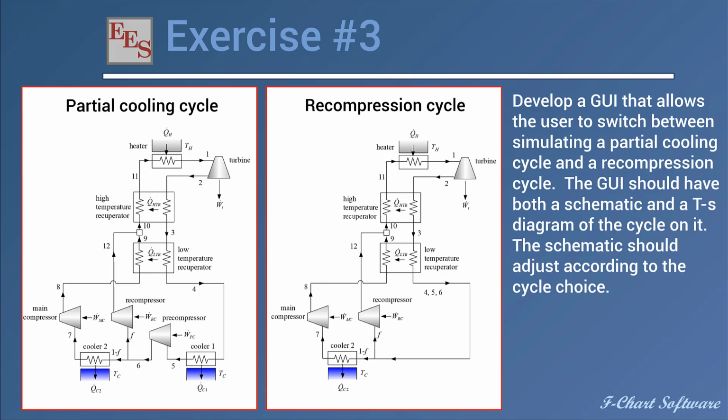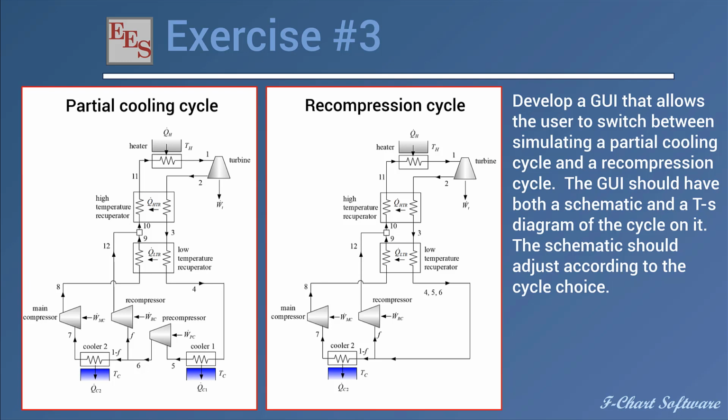Also in the file that you can download are two schematics, so two JPEG files, one corresponding to the image on the left and the other to the one on the right. And so you can start with those, and what you need to do then is go ahead and build a diagram window that allows the user to select from a drop-down menu either the partial cooling cycle or the recompression cycle. And the diagram window should have a schematic on it, and that schematic should adjust itself depending on what the selection is.